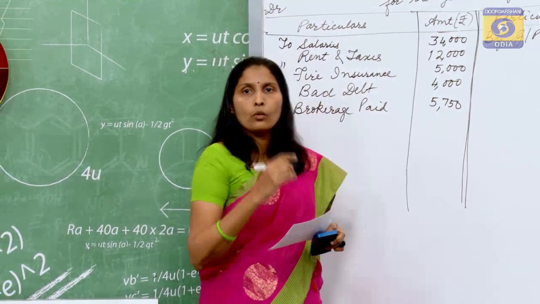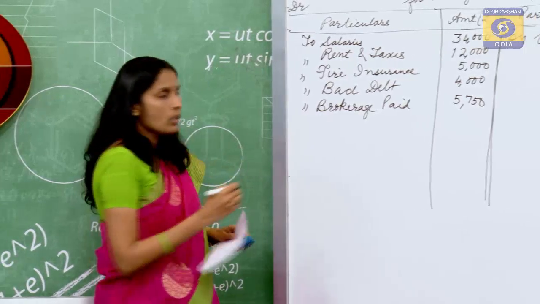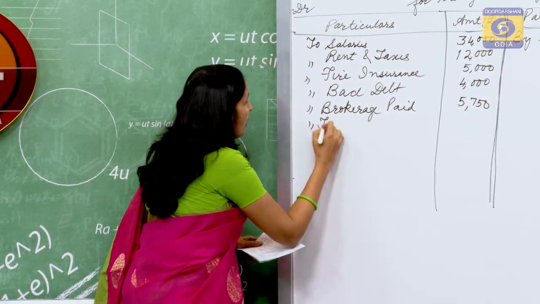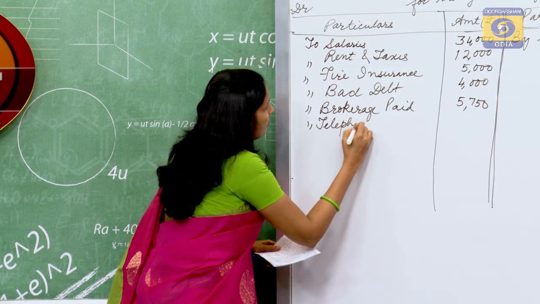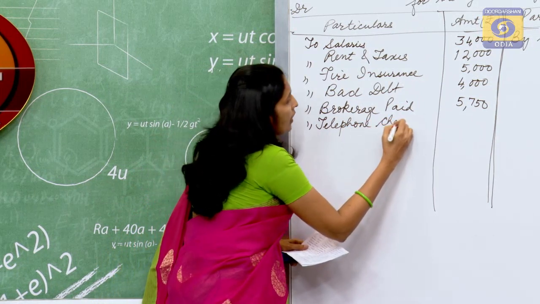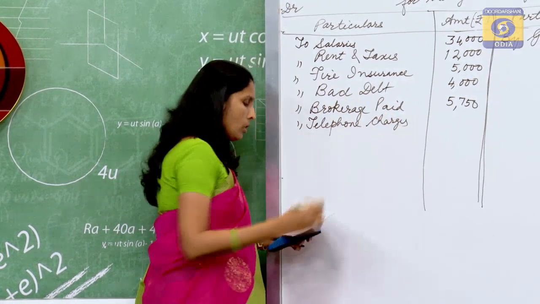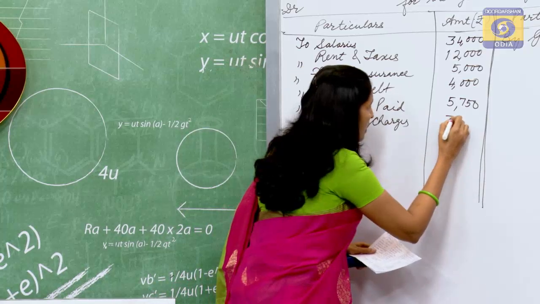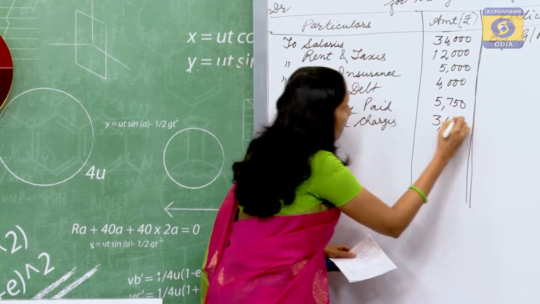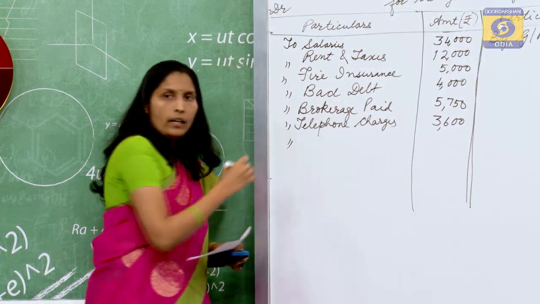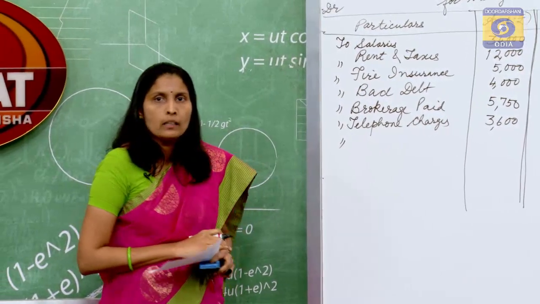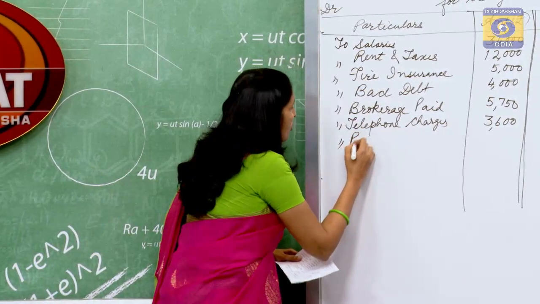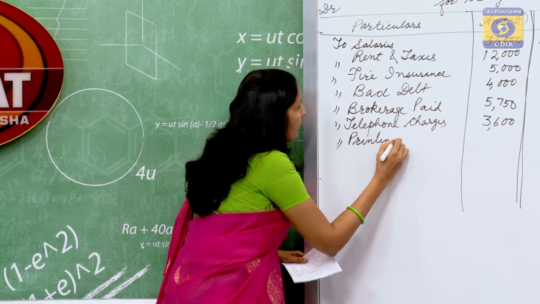Next we have telephone charges. So, to telephone charges. The amount of telephone charges given to us is 3,600. Next expense we have is printing and stationery. So, we will write printing and stationery.